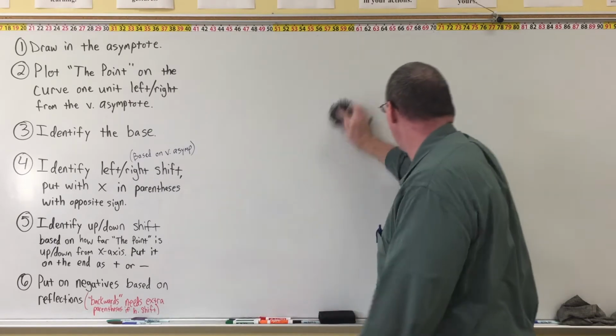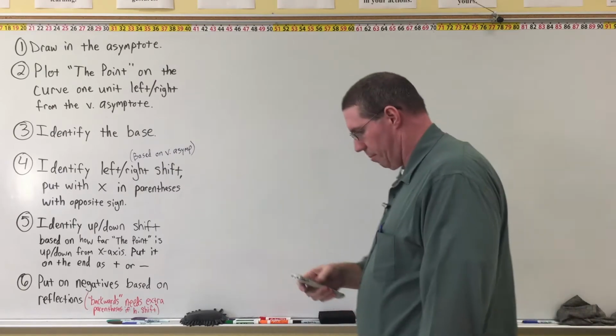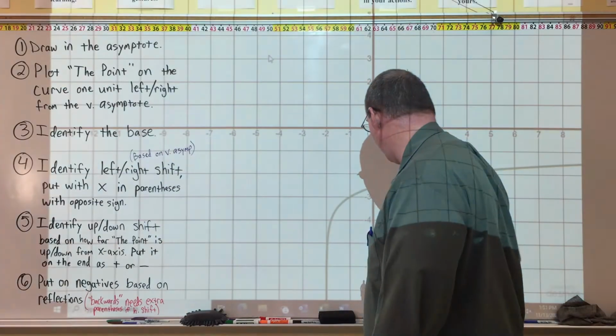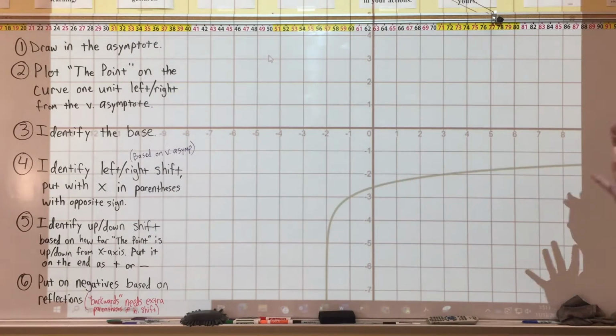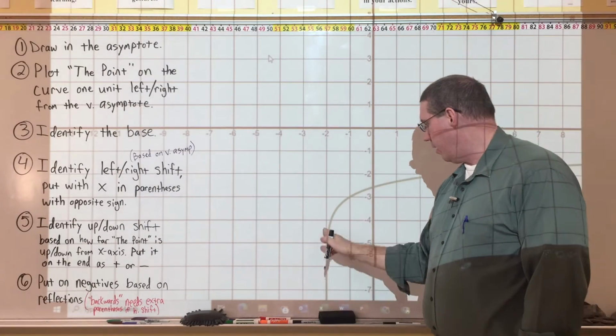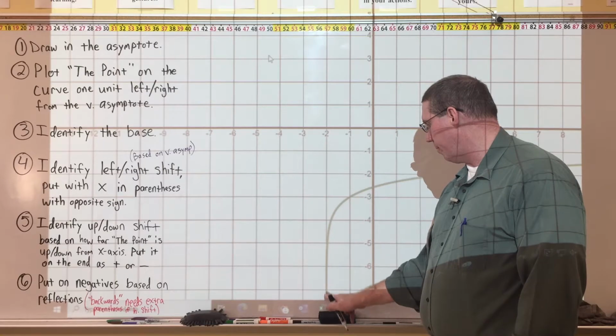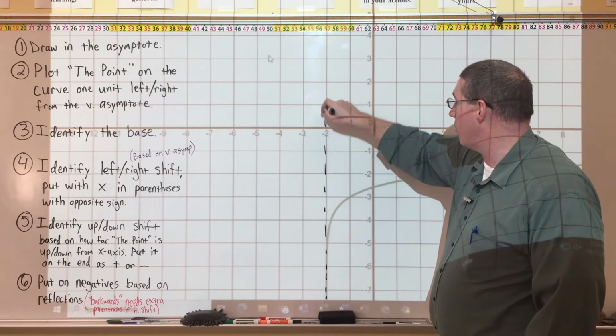Let me clean this up a little better. There we go. And we'll project an example or two up onto the board. All right, so here's an example. We're just going to follow the step-by-step procedure, one thing at a time. Step 1, draw in the asymptote. We can see that it goes perfectly vertical right here. It becomes a straight line. So that means that must be the vertical asymptote right there.